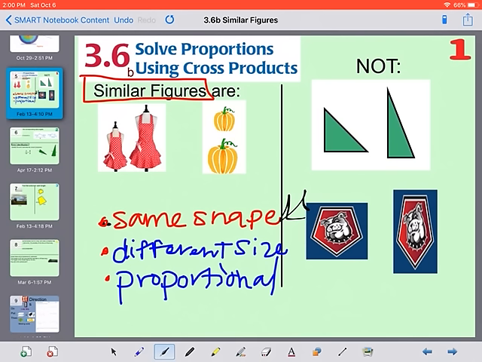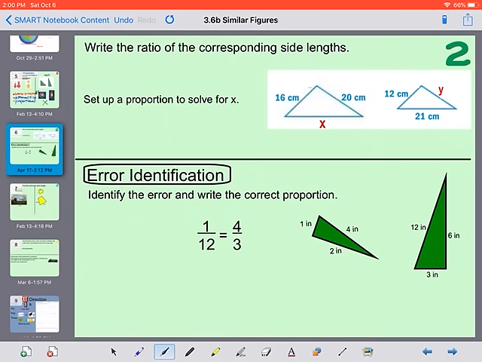Same with our bulldog here. It's the same image, but they're not the same shape. You can tell this one is kind of stretched to be longer, so these are not similar figures. So let's take a look at slide 2. It says write the ratio of the corresponding side lengths and then set up a proportion to solve for x.